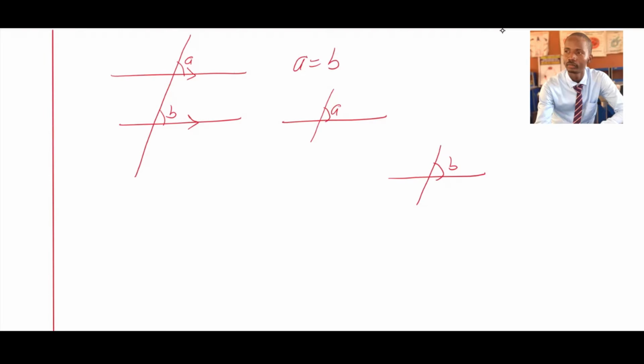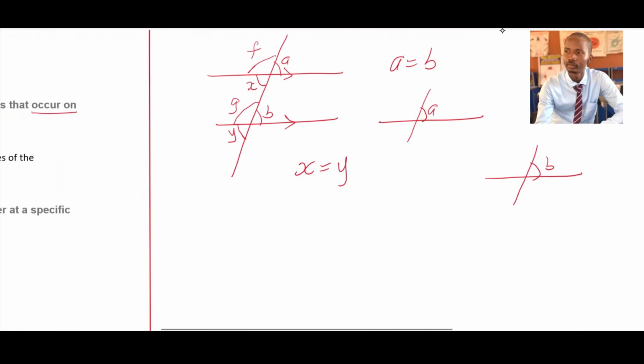Now, let me make this to be X. Which position do you think corresponds to X based on what I've explained earlier? So this position corresponds to X. Let's say that is Y. So we can also say that X is equal to Y. What's the reason? They are corresponding angles and they are equal in size, right? Okay, one more. Let's say this is F. So F corresponds to G on the same position. So that's for corresponding angles.